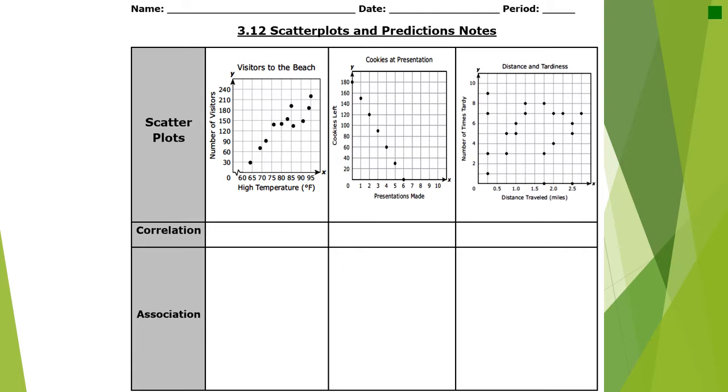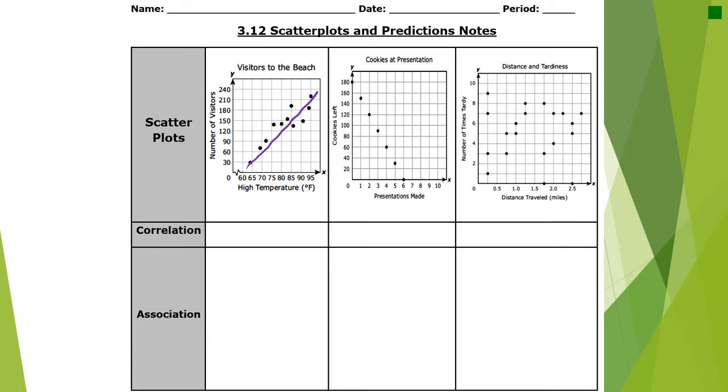Here we've got three scatter plots. The first one we're showing visitors to the beach, so the number of visitors versus the temperature. As you can see, as it gets warmer, the number of visitors goes up. In fact, if I were to draw a line through this data, my line would probably go right through the middle like that.